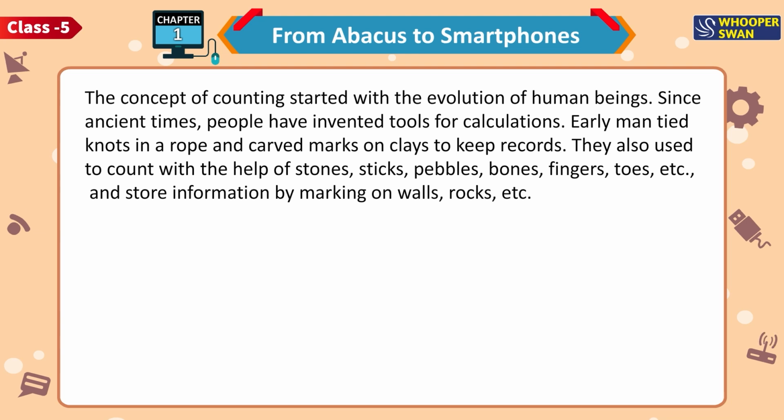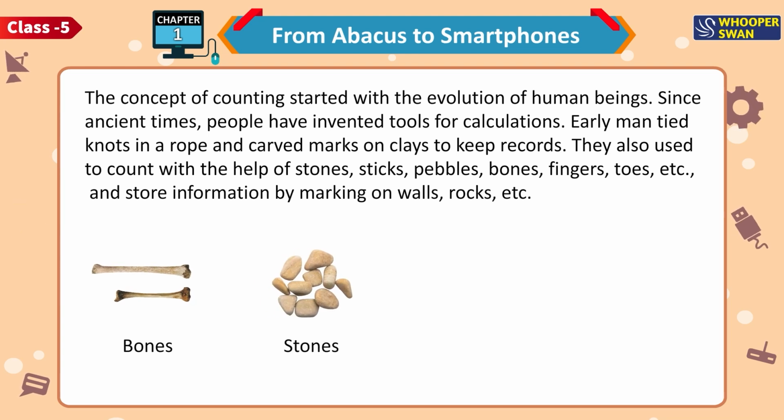The concept of counting started with the evolution of human beings. Since ancient times, people have invented tools for calculations. Early man tied knots in a rope and carved marks on clays to keep records. They also used to count with the help of stones, sticks, pebbles, bones, fingers, toes, etc., and store information by marking on walls, rocks, etc. Bones, stones, sticks, fingers.